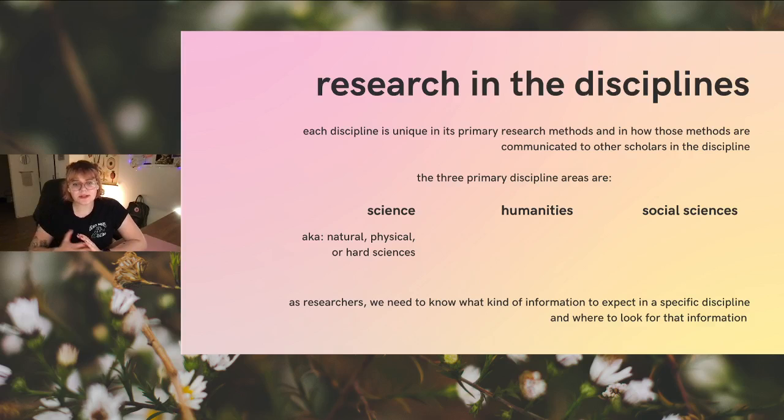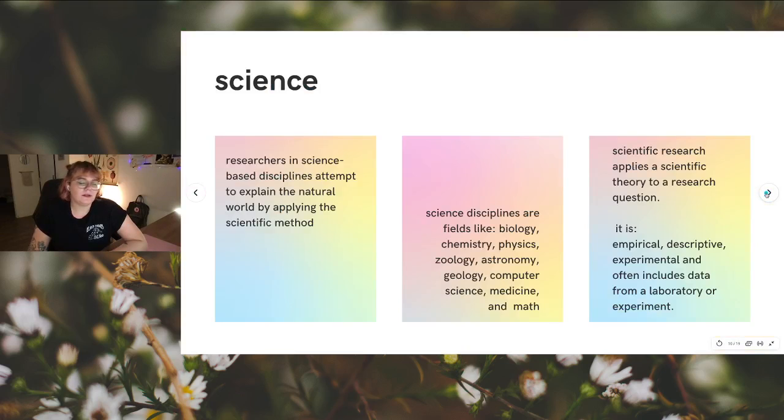As researchers, it's important that we know what kind of information to expect in a specific discipline and where to look for that information. There are a lot of nuances to each discipline, but by the end of this course, you should feel comfortable navigating research throughout these 3 primary disciplines. So, starting off talking about the disciplines, we're going to start off with science.